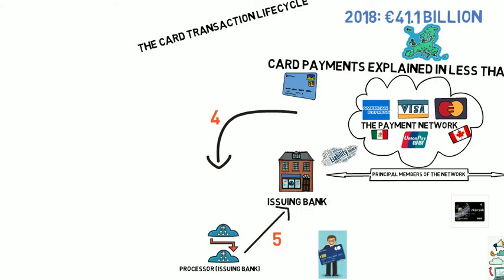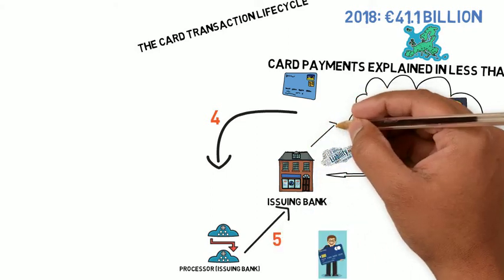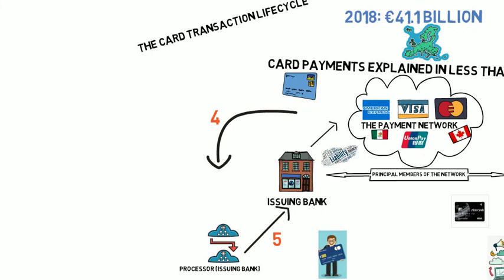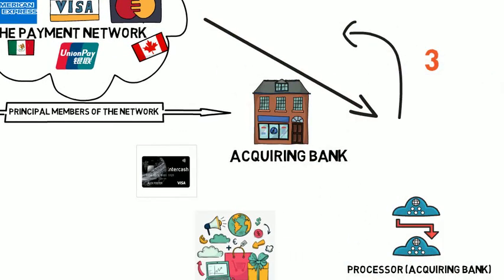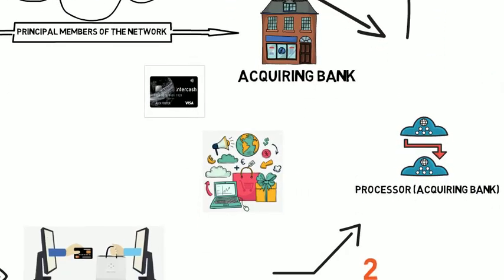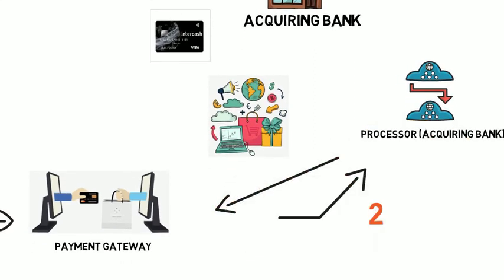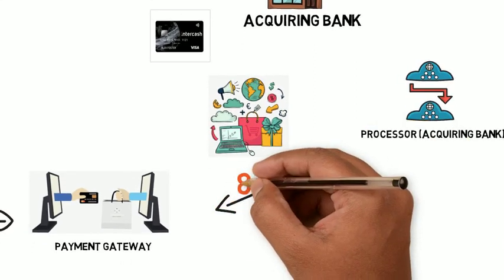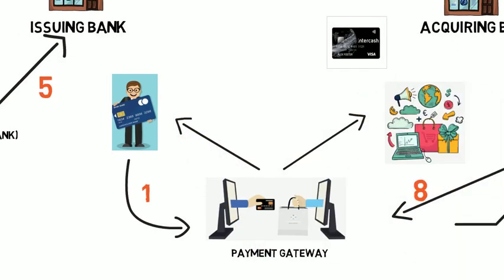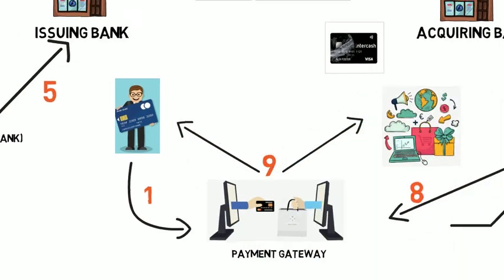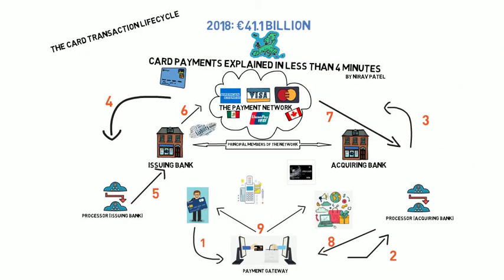The issuer approves or declines the transaction based on available funds back to the network via the processor. The approval or decline is relayed back to the acquiring processor. The processor automatically sends this transaction onto the payment gateway. The payment gateway stores the transaction and notifies the customer and/or merchant of approval or decline. Points 1 to 9 are completed in under 4 seconds.